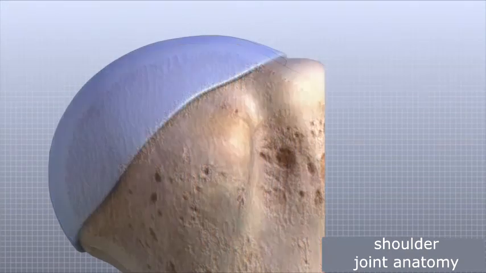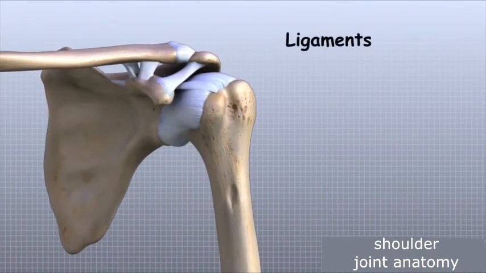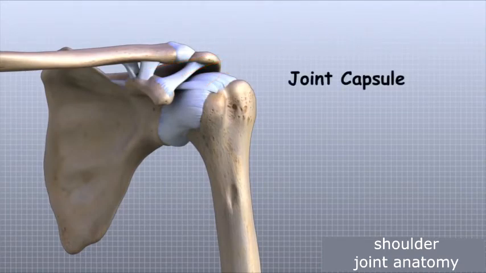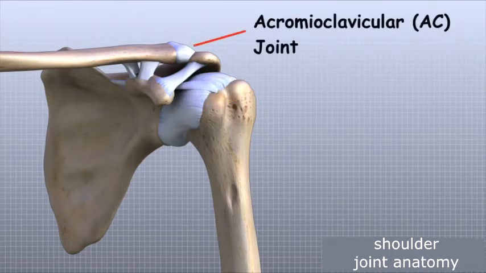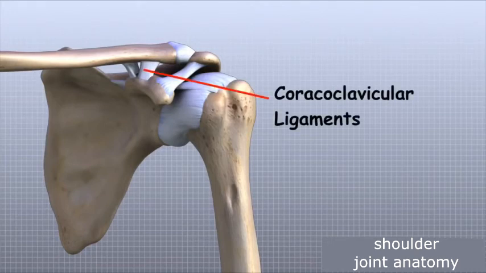There are many important ligaments in the shoulder joint. Ligaments are soft tissue structures which connect bone to bone. The joint capsule is a watertight sac that surrounds the joint. In the case of the shoulder joint, the joint capsule is formed by a group of ligaments that connect the humerus to the scapula. These ligaments are the main source of stability for the shoulder. They hold the shoulder in place and keep it from dislocating. Ligaments also attach the clavicle to the acromion in the AC joint. Two ligaments also connect the clavicle to the scapula at the coracoclavicular joint.